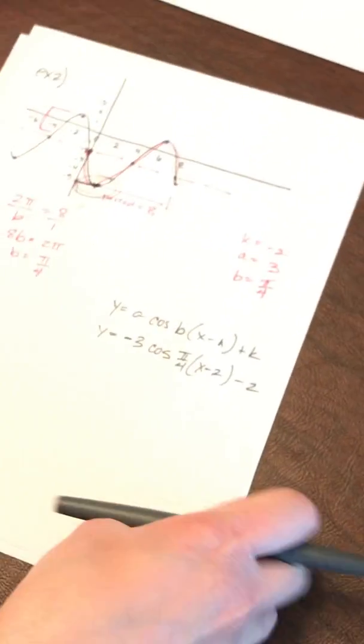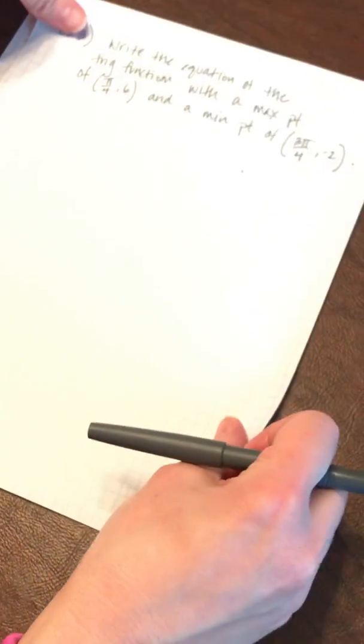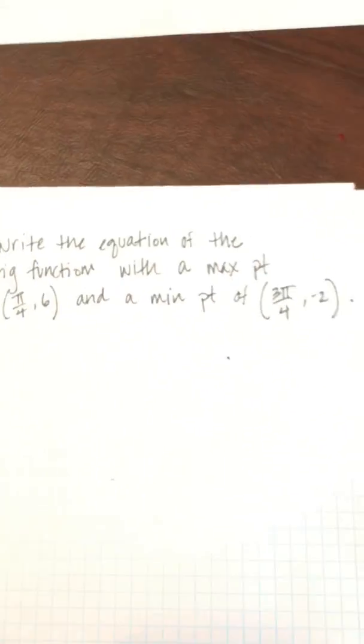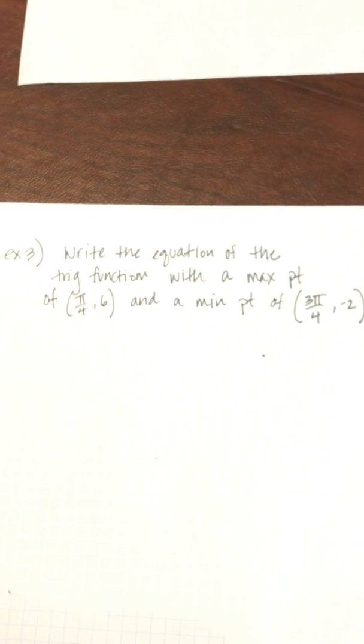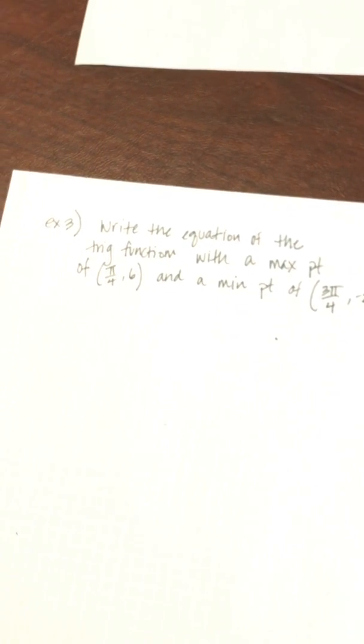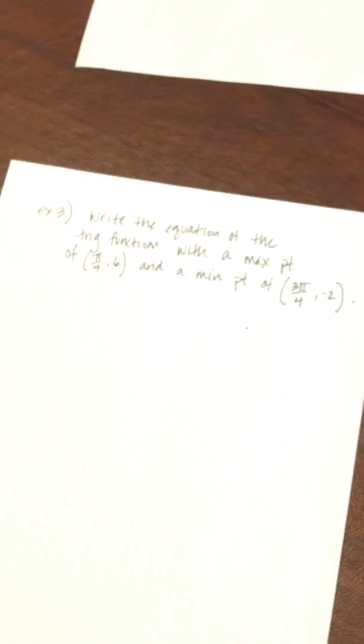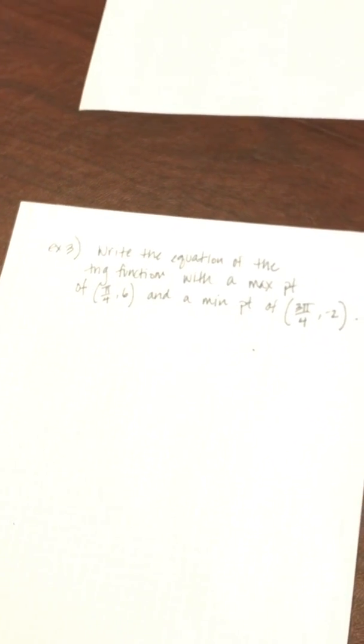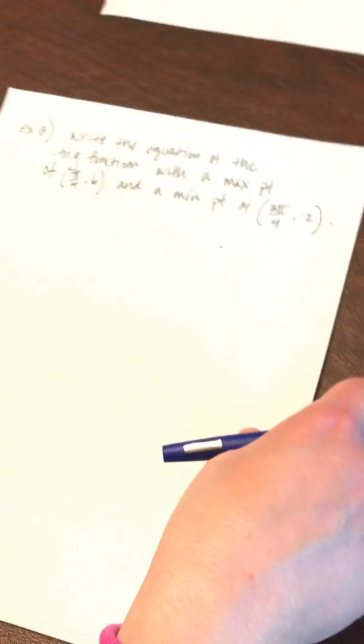All right. I want to go through a couple other examples. The next example has us looking at the equation, but this time I didn't give you a graph. Make sure you span out so you can see the whole equation. So the problem reads, write the equation of the trig function with a max point of pi over 4, 6, and a min point of 3 pi over 4, -2. You can always graph this.